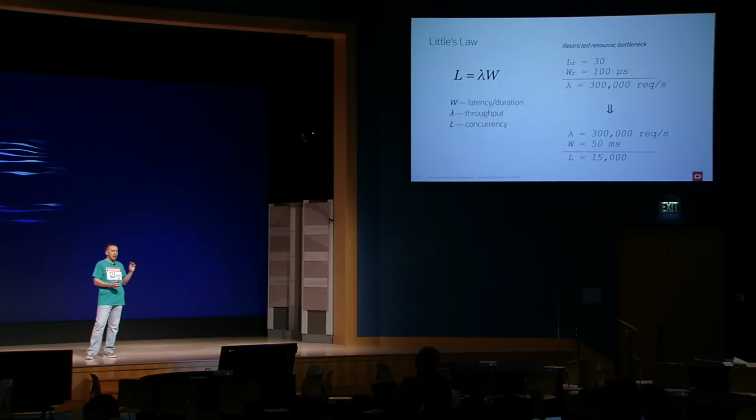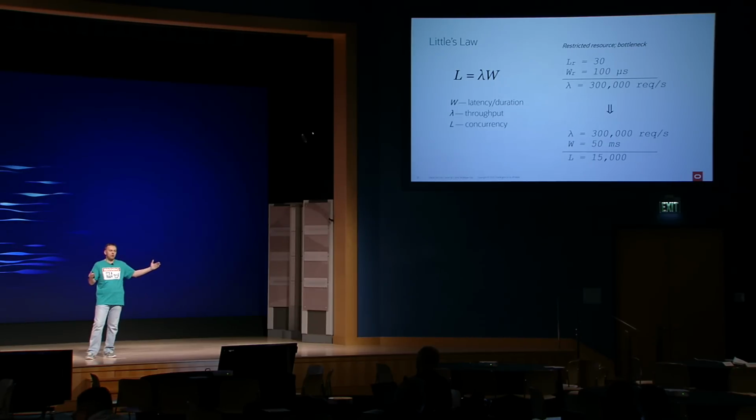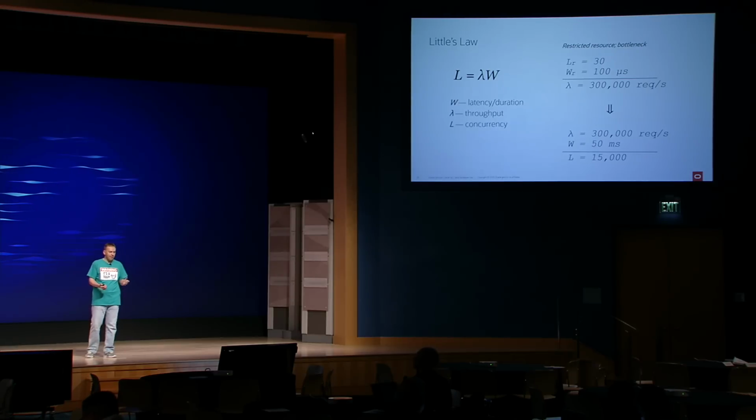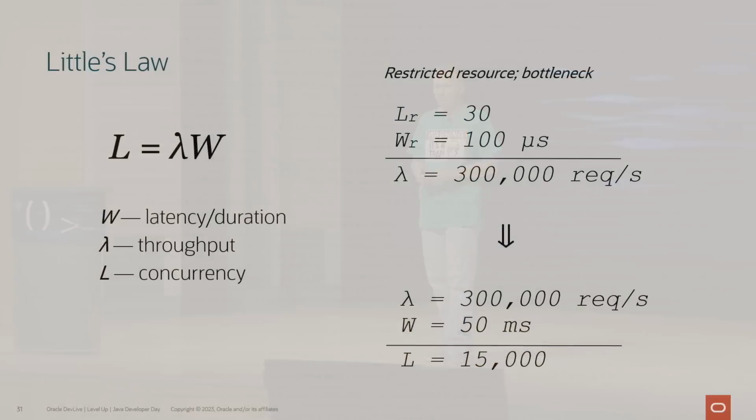And there are two key things about that law. First of all, that law works for a stable system. It doesn't work for systems where the size of the queue is growing. And the second important fact is that the law does not depend on any statistical distribution of incoming requests. That allows us to use it. And here is an example of how to use it.